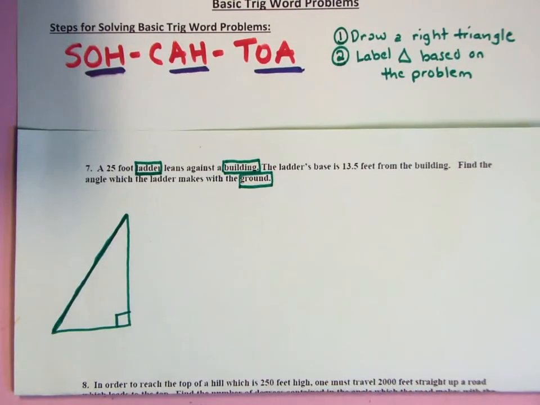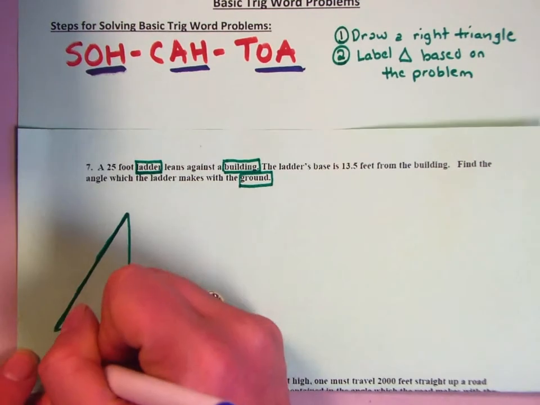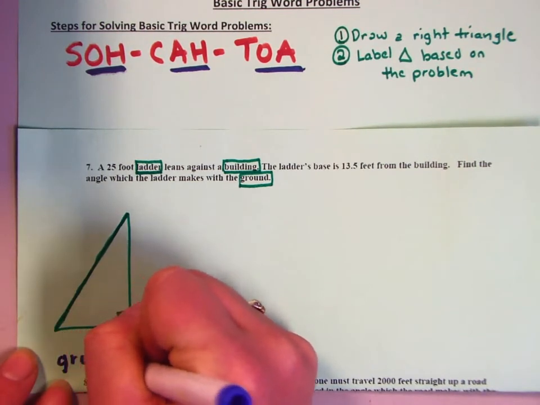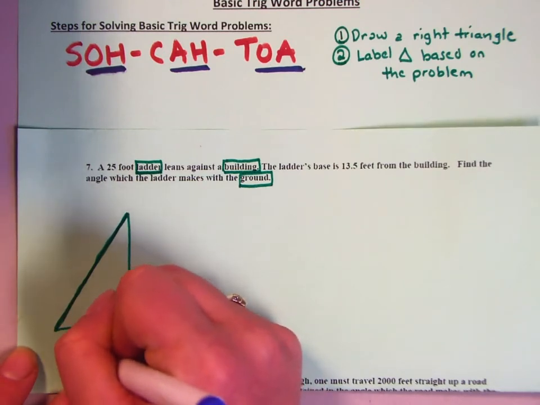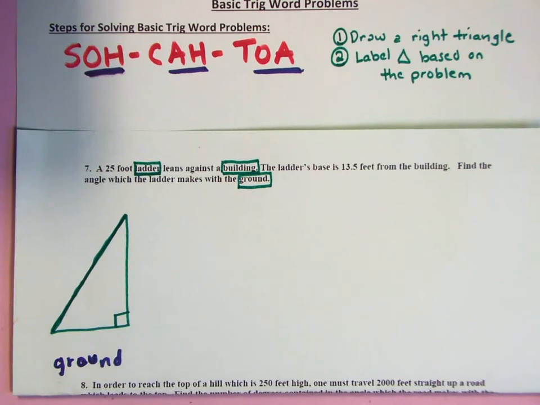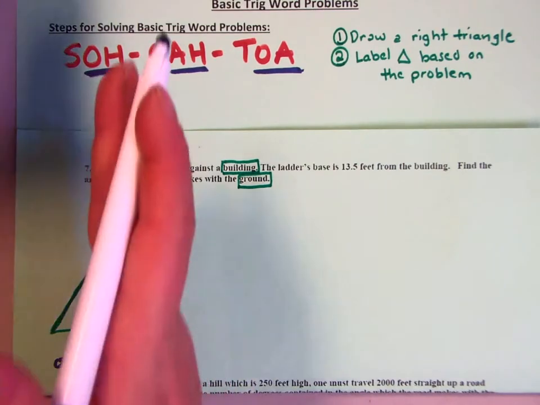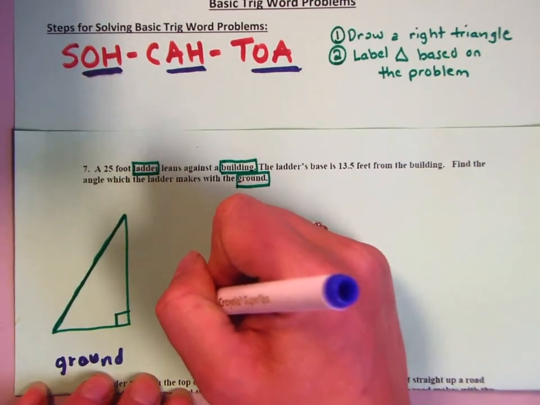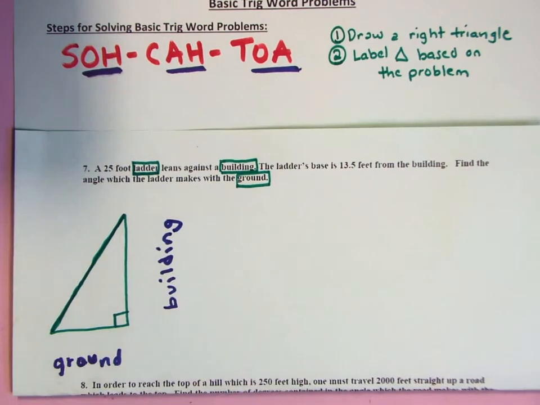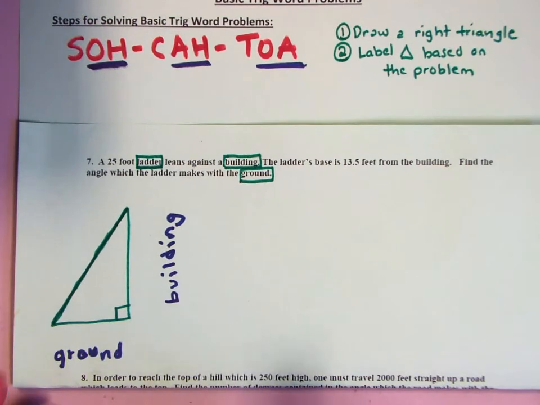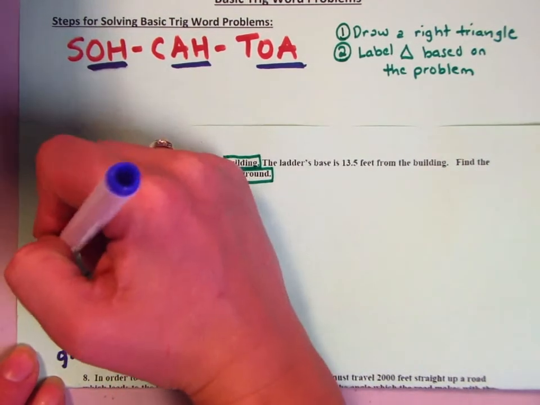Okay, which side is going to be the ground? The bottom. We don't know if it's the opposite yet. We haven't labeled our angles yet. We just know that it's the bottom, it's the ground. Okay, which side is the building? The vertical side. A building is vertical, so we know that this is our building. And our diagonal side is the what? The ladder.